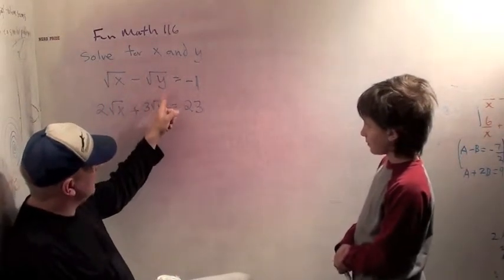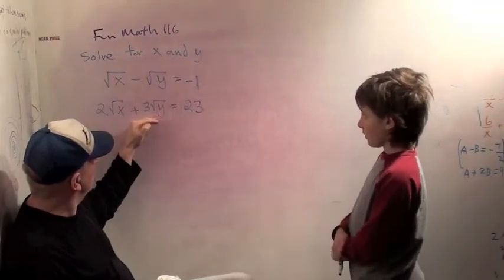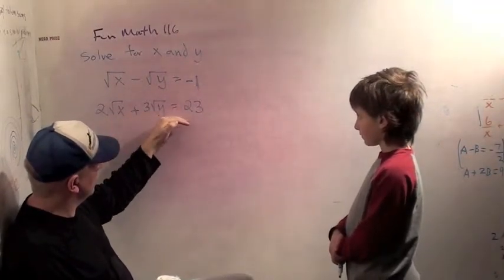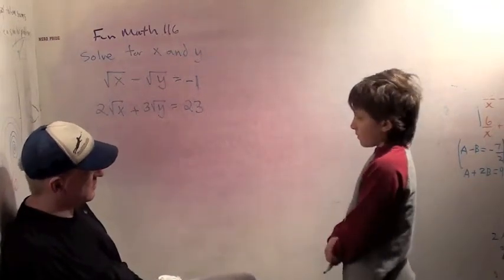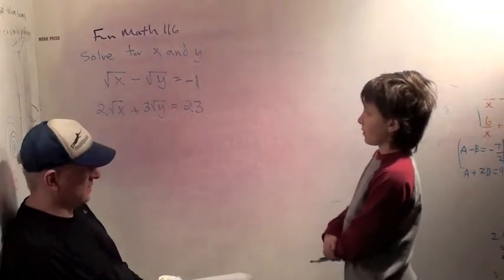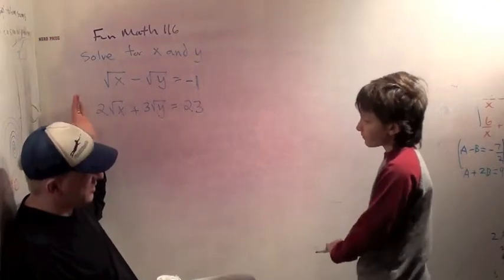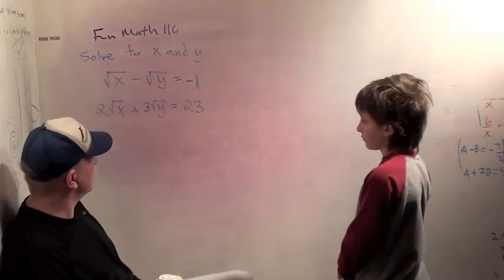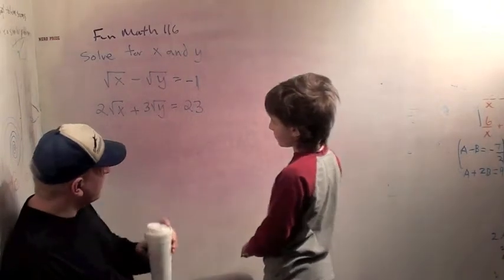Square root of x minus square root of y equals minus 1. 2 times the square root of x plus 3 times the square root of y equals 23. What does that make you think of? The linear equation, except that the square roots are on it. Right, this looks a lot like a system of linear equations. It's just that the square roots are not linear. So you have to make a little substitution.